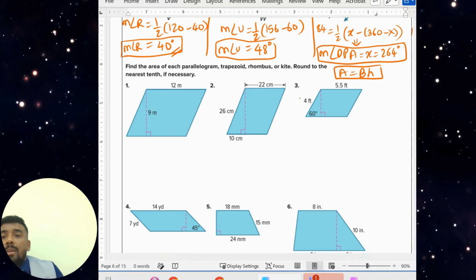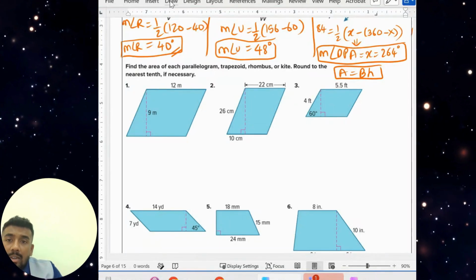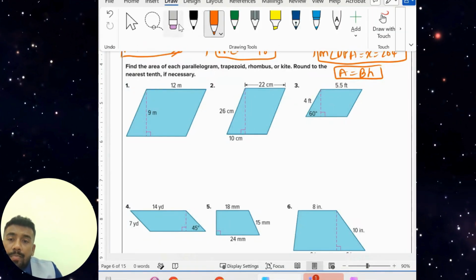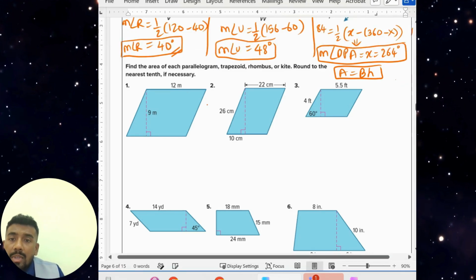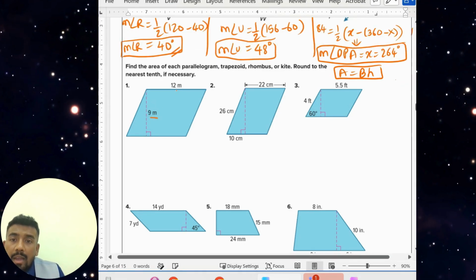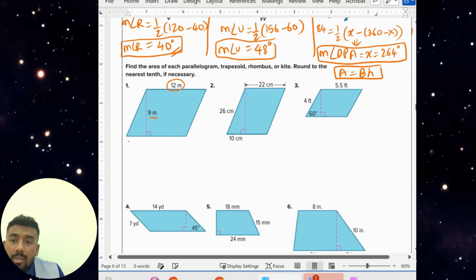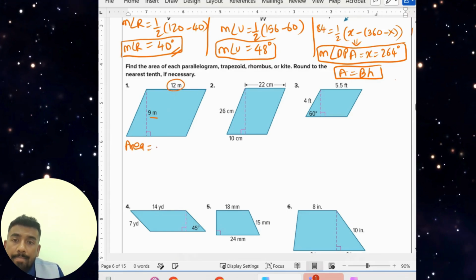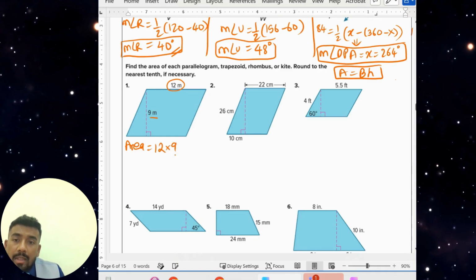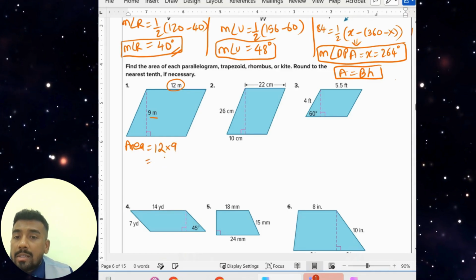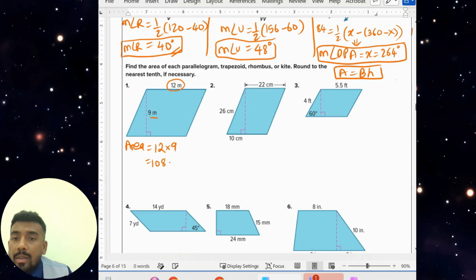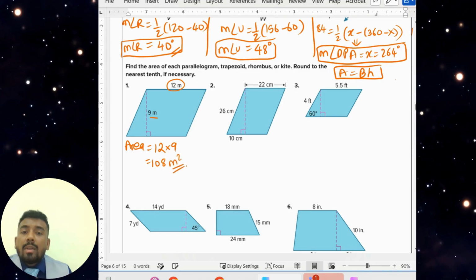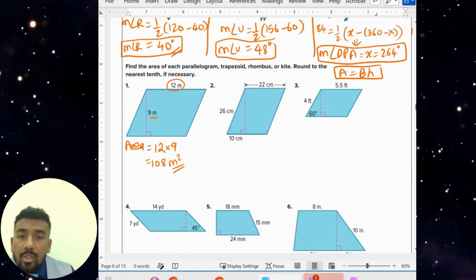You can also say it's base into height. So what's the height over here? 9. And what's the base over here? 12. So what will be the area? 12 times 9. How much is 12 times 9? 108. So 108 meter square. Okay. What about the next one?